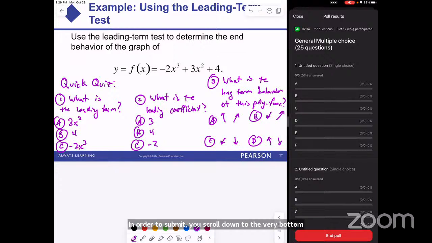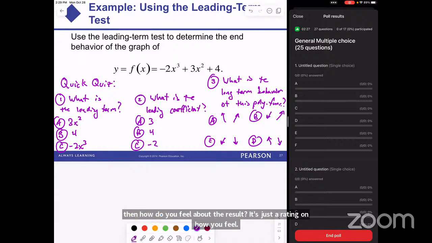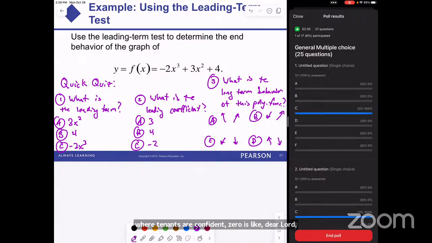So are we at the last minutes of the class? You could just say yes. And then how do you feel about the result? It's just a rating on how you feel, where 10 is you're confident, 0 is like, dear Lord, please, I need some help, right? Okay, so I'm gonna hit submit.